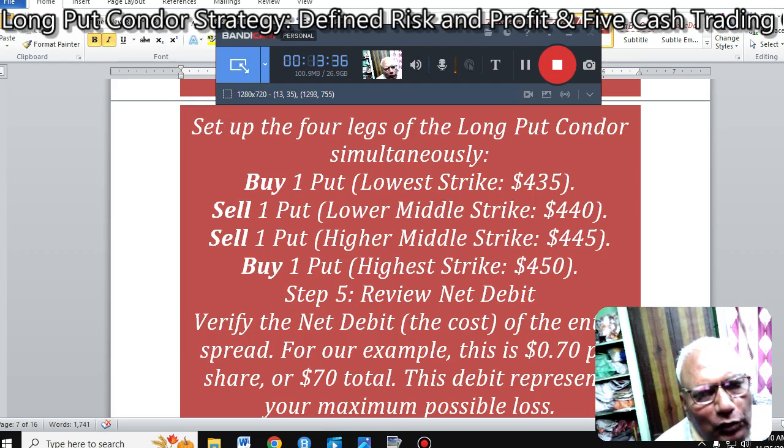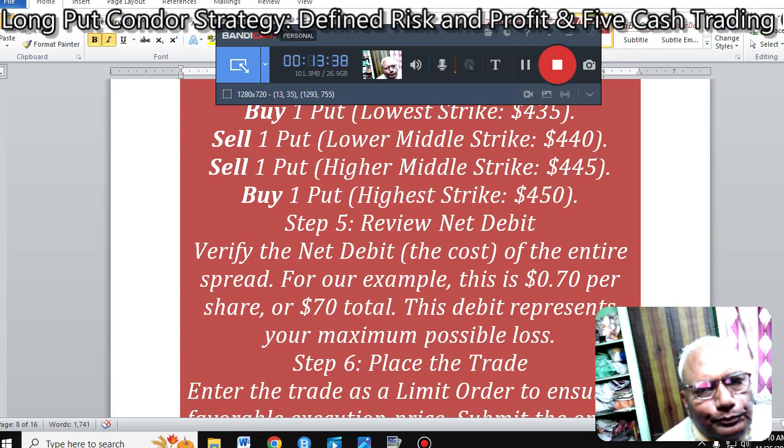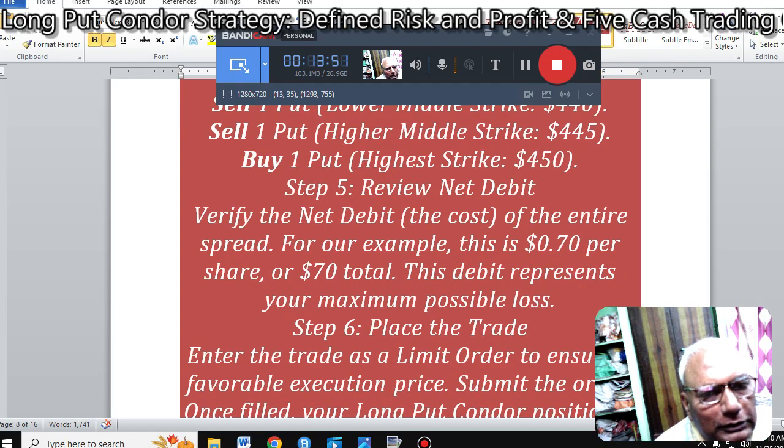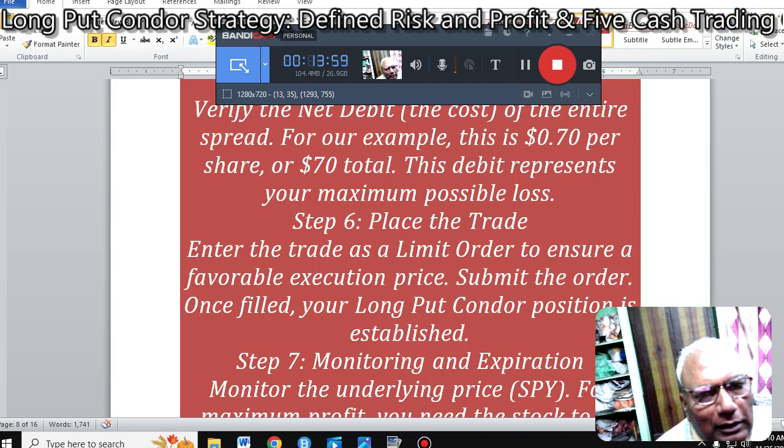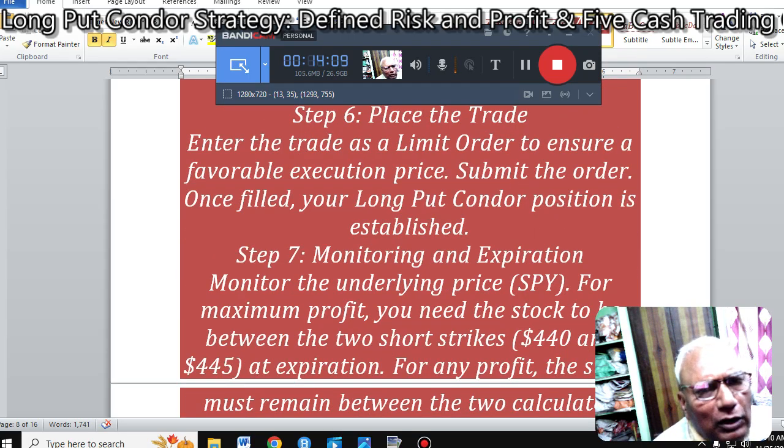Step 5. Review net debit. Verify the net debit, the cost of the entire spread. For our example, this is $0.70 per share or $70 total. This debit represents your maximum possible loss. Step 6. Place the trade. Enter the trade as a limit order to ensure a favorable execution price. Submit the order. Once filled, your long put condor position is established.